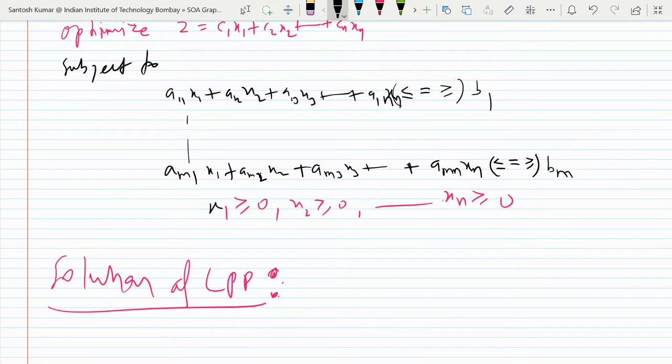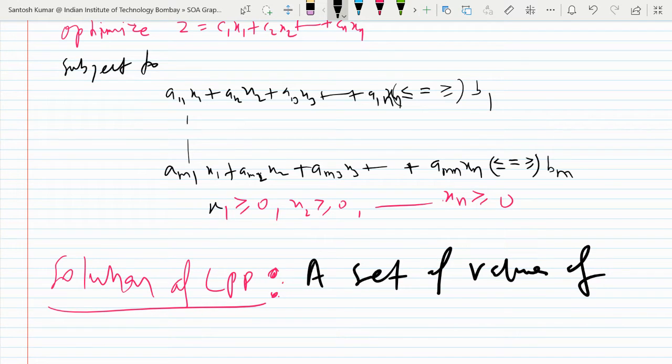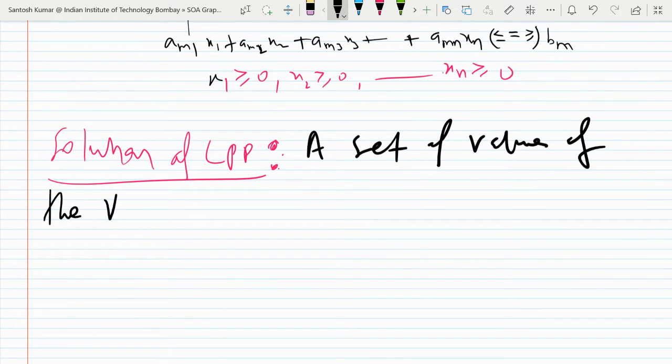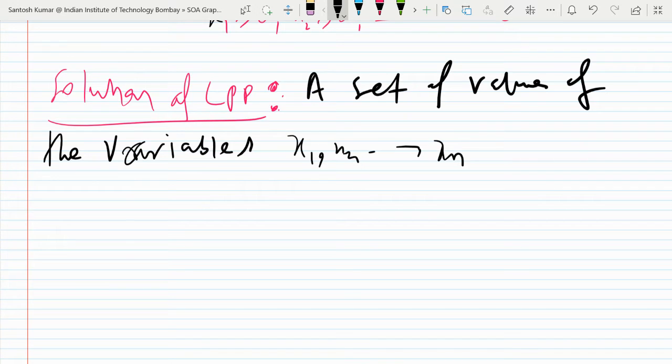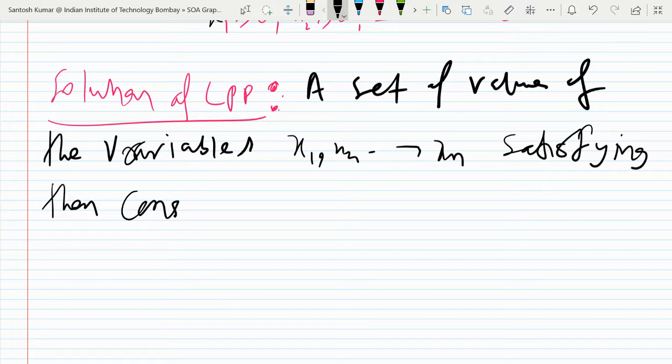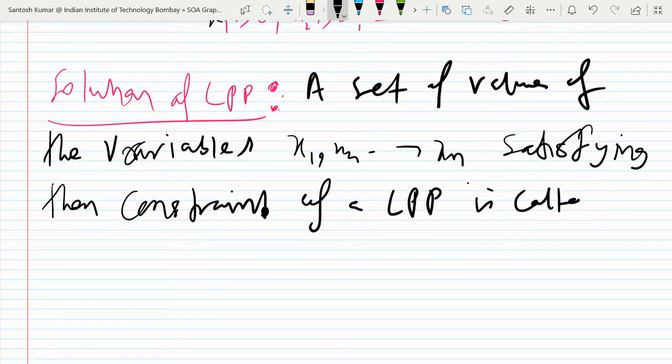So if you define the solution, I can write it as: a set of values of the variables x1, x2 and so on, xn, satisfying the constraints of an LPP is called a solution. My writing is very good, so if you don't understand then please ask me; I will be speaking so you can understand what I'm writing.